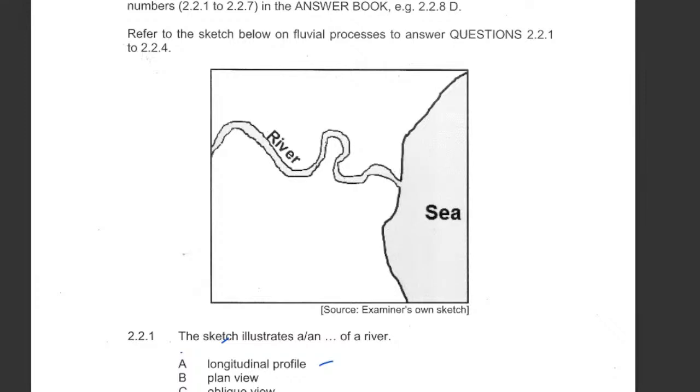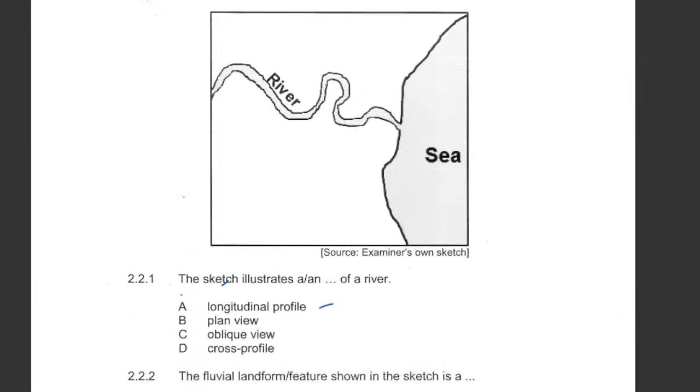Then when we proceed, we have a plan view. A plan view is when you see the horizontal surface. At least you can see the horizontal surface of this one. An oblique view is when you see it from a certain angle, and the cross-section is bank to bank. So the answer is B. The fluvial landform feature shown on the sketch is what? The meander.